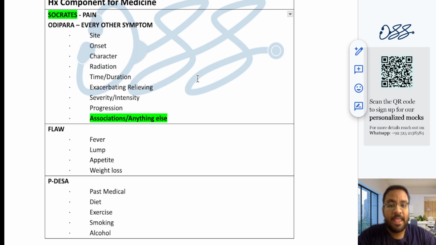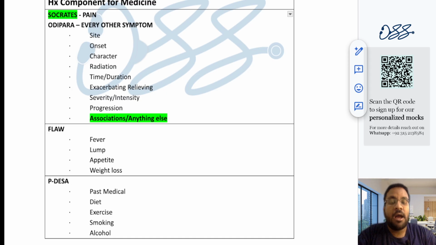And then the E in SOCRATES stands for the exacerbating factor or the relieving factor. Mr. Green, can you please tell me, is there anything that makes this pain better? Is there anything that makes this pain worse? And that is one way of asking this question.